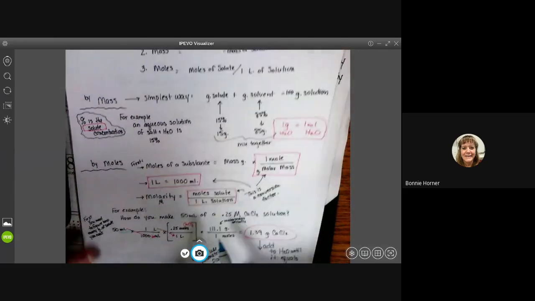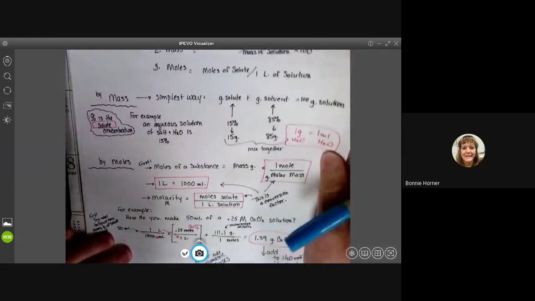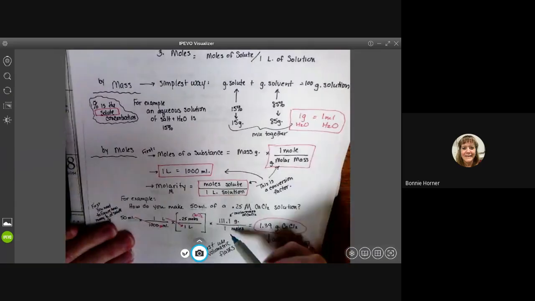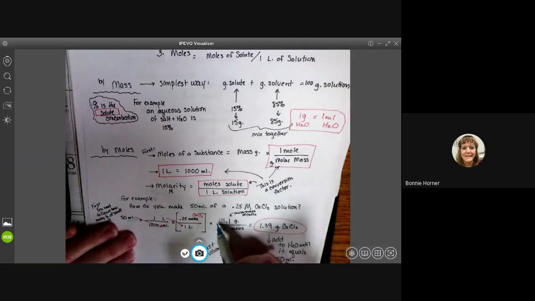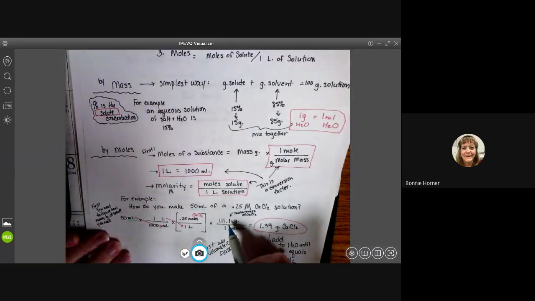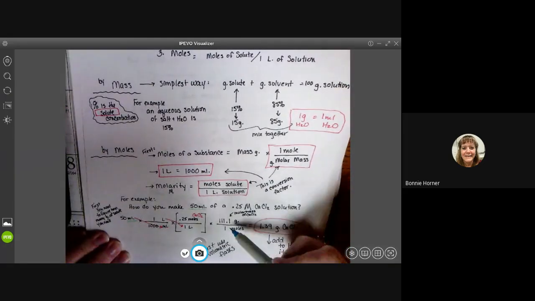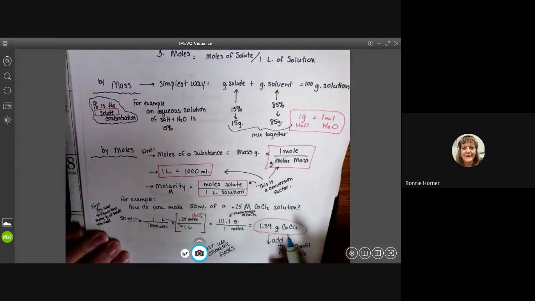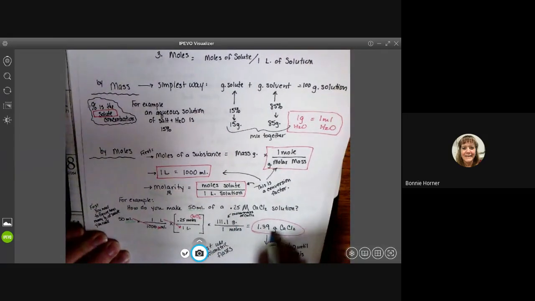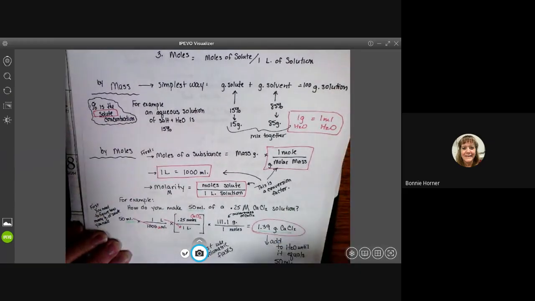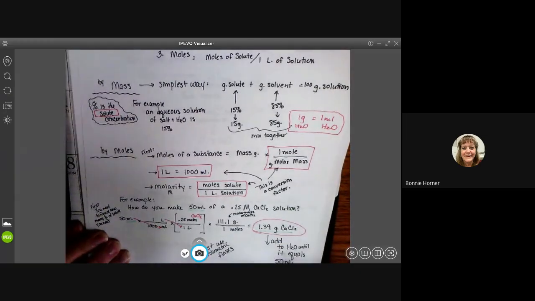Okay, so what do we have to do here? Well, we have to convert those moles to grams. Where did I get this 111.1? Well, that's the molar mass of calcium chloride. When I add up 1 calcium plus 2 chlorines, it adds up to 111.1 grams. That converts to grams. And so our answer here, 1.39 grams of calcium chloride, is how many grams we're going to have to add into our little volumetric flask.